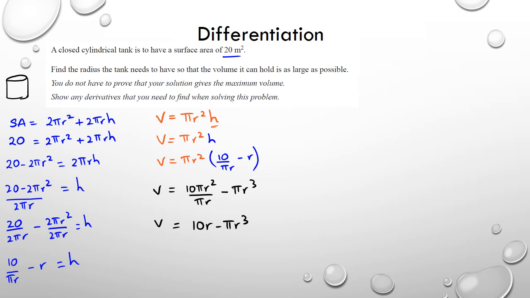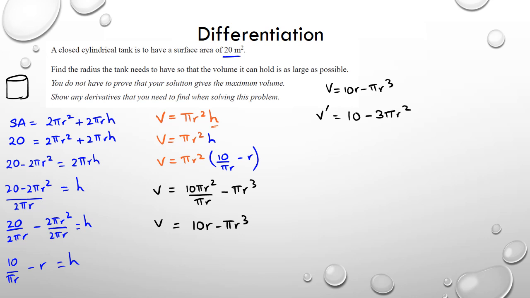Looking at what the schedule is saying, if you can get up to here, the equation of volume, you still have to differentiate. So I've got to differentiate this. If volume is equal to 10r minus pi r cubed, then volume dash is equal to 10 minus 3 pi r squared. Now to find the maximum, I don't need to prove it. I know that it equals 0.